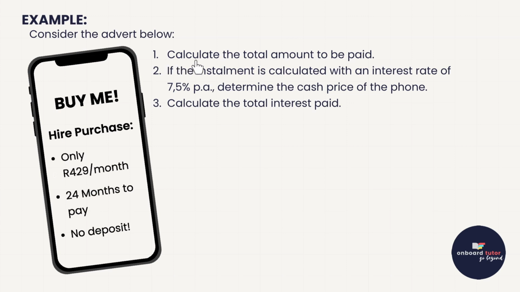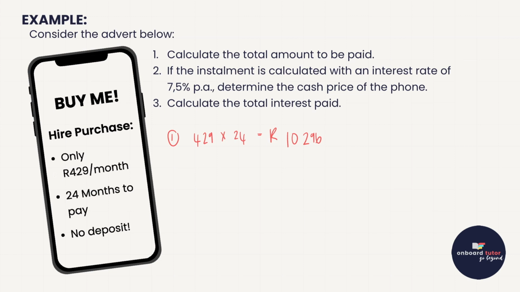The first question says, calculate the total amount to be paid. In this case, the best thing is not to overcomplicate. They have told us we need to pay 429 Rand a month, and we need to pay it for 24 months. So on our calculators, we're going to pop in 429 times 24, and that tells us we are paying 10,296 Rand. Now this hasn't specified what type of phone this is, but generally that already would give us some indication as to whether or not we're getting a good deal. Usually this would work out to be quite expensive in the end.